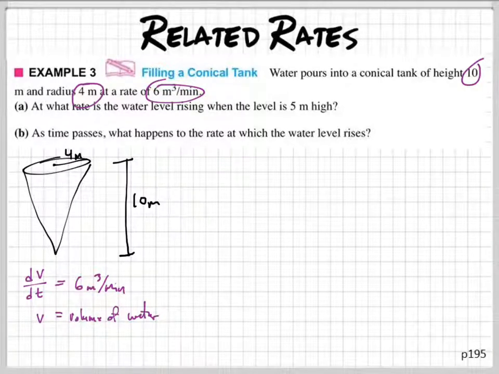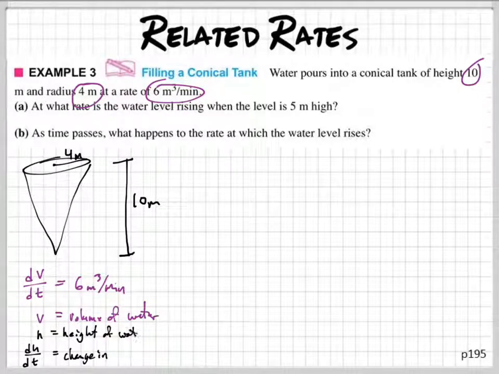Okay, and then we have to identify another variable. What's our other variable here? Because when we read our question, it says, at what rate is the water level rising? Height of the water, there you go. So we need an H, and we need a dH over dt. So your H is height, and this is the change in height. I should say height of water. That's important. Change in height of water. Yeah, water height, that's good too.